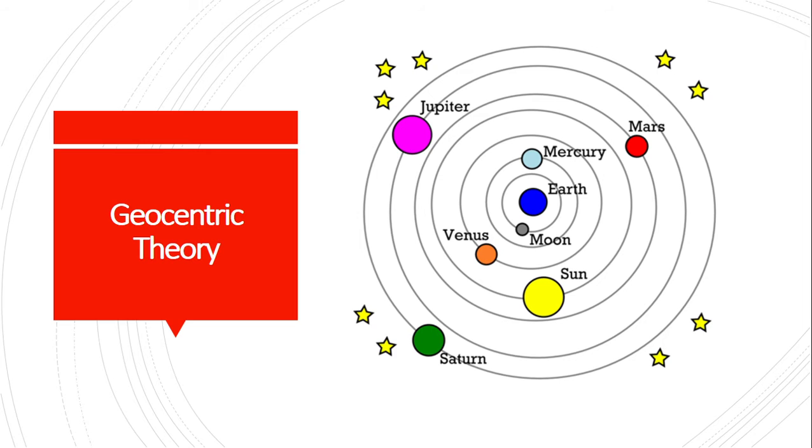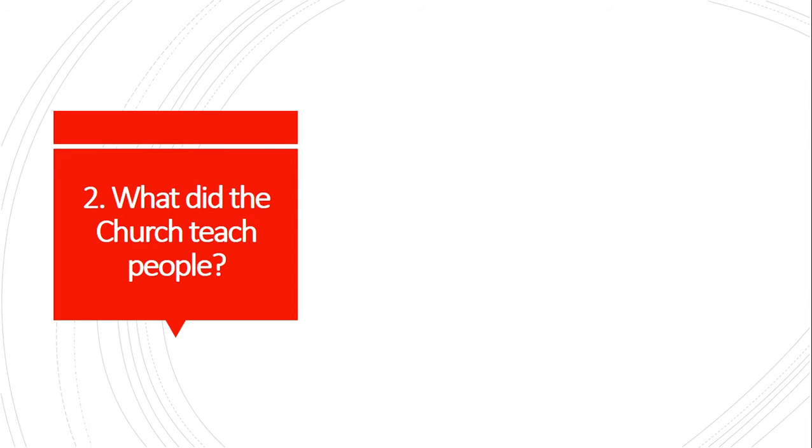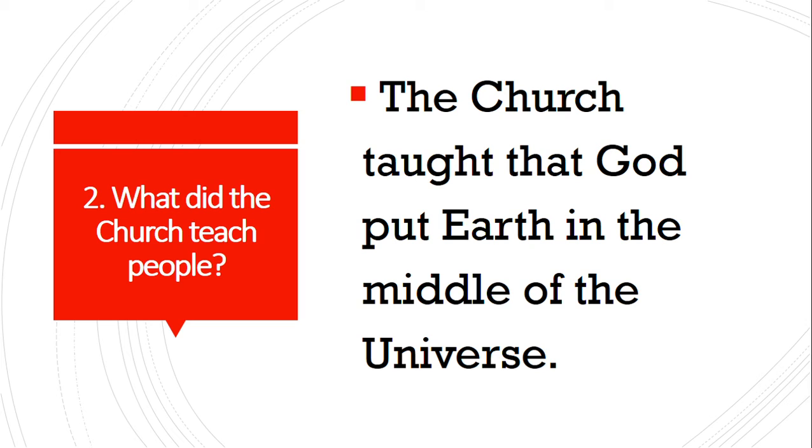This idea that the Earth was at the center of the universe is called the geocentric theory. Okay, so if you look in the diagram, this is what they used to believe. The Earth is in the middle, the moon revolves around the Earth, but so do all the planets and the sun and all the stars. The Earth is at the center of everything. Speaking of the church, what did they teach people? Well, they taught people that God had put Earth in the middle of the universe. So that's what people accepted. These ancient Greek philosophers also had that same belief. So this is what people all along thought.